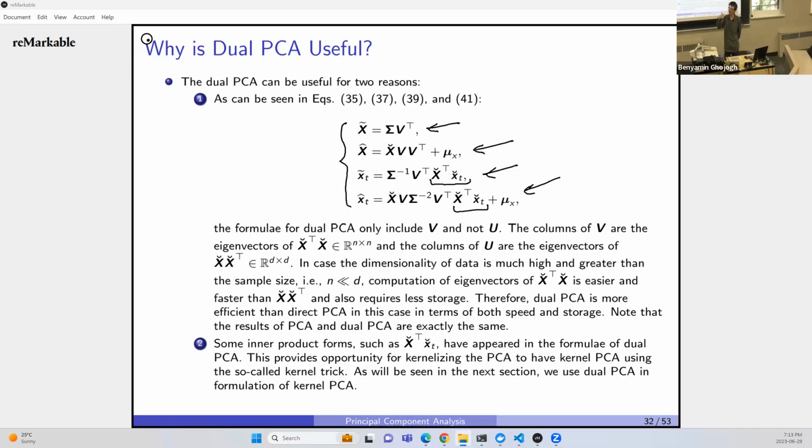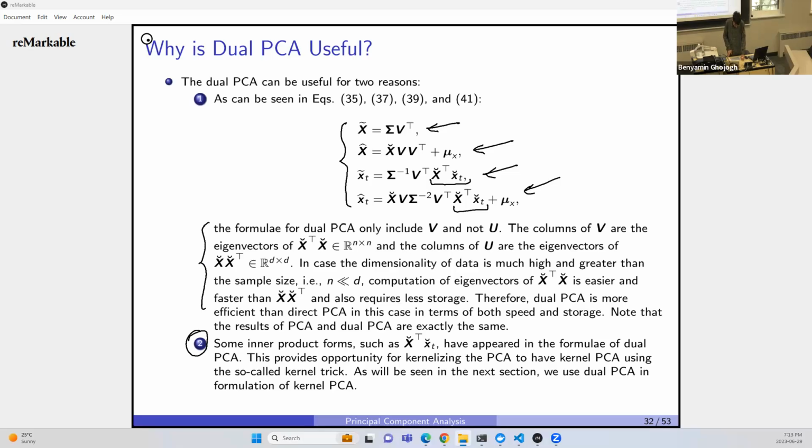We said we are allowed to use the kernel trick whenever we can have X transpose X format rather than the single X, right? So one benefit of dual PCA, as mentioned in bullet point 2, is that we can use dual PCA in order to kernelize PCA to have kernel PCA. Okay, that's one benefit. Another benefit, which I have written here, but without looking at it, can you tell me why dual PCA is useful?